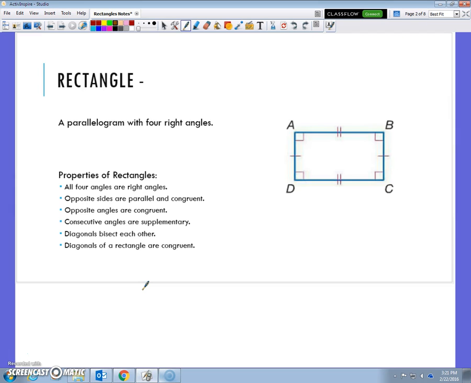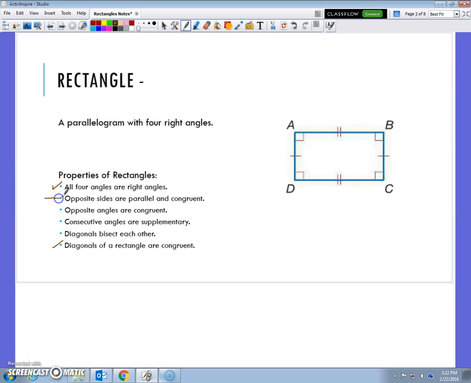congruent. All these things that we know about parallelograms are still true, except for the special qualities of a rectangle. Sorry, two special qualities of a rectangle are that all the angles are right angles. So this is a special property, and also the diagonals actually not only bisect each other, but are congruent. Okay, these other properties of rectangles are just constant with all parallelograms.